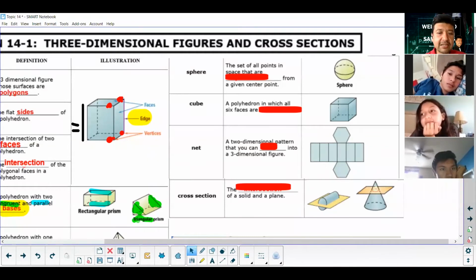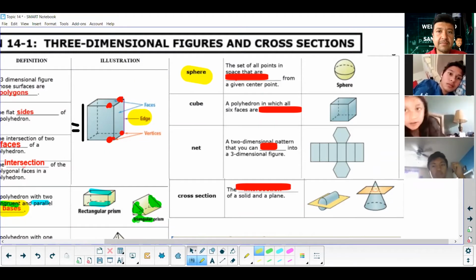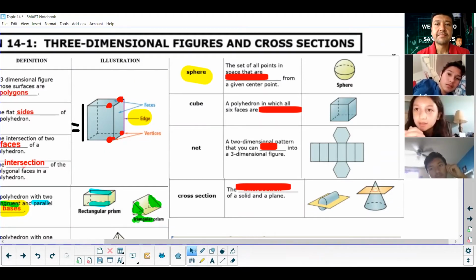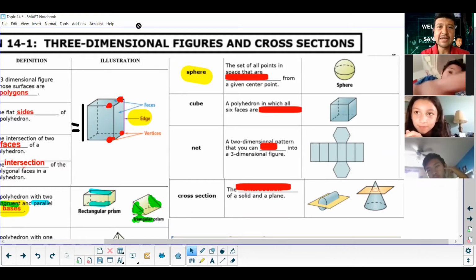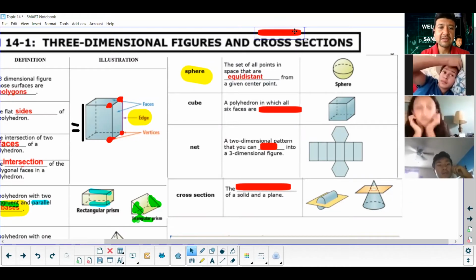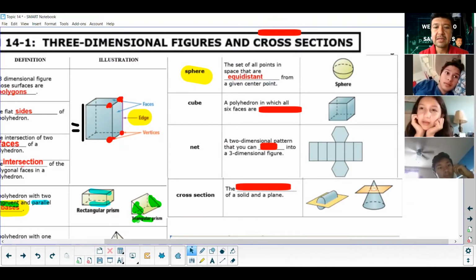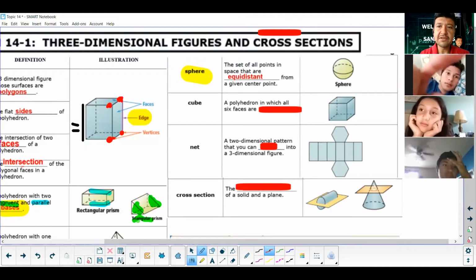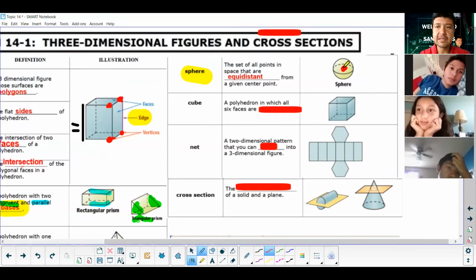All right, excellent. Celeste, go ahead and read sphere. The set of all points in space that are blank from a given center point. That are, and here it is, equidistant. So that's how you know you have a sphere. They're all going to be the same distance. It just means the same distance. So just to give you an example, Celeste, the center of a sphere, say it's there.